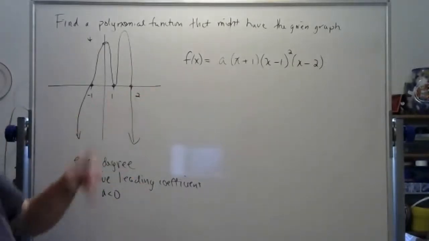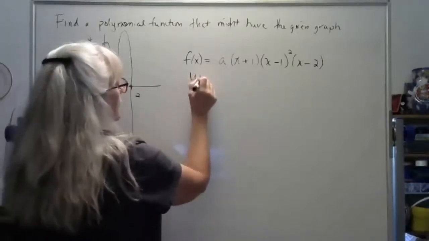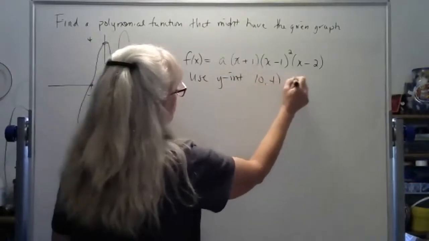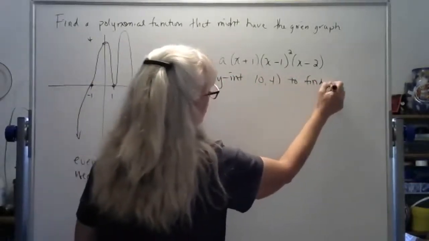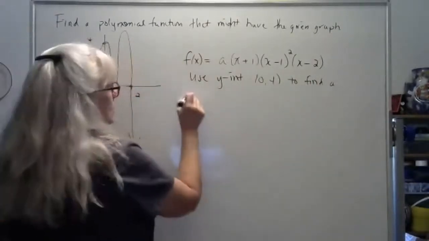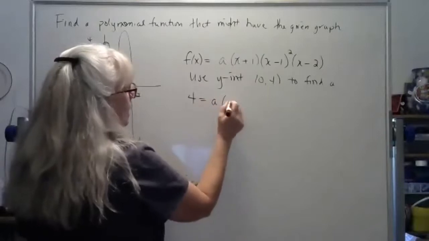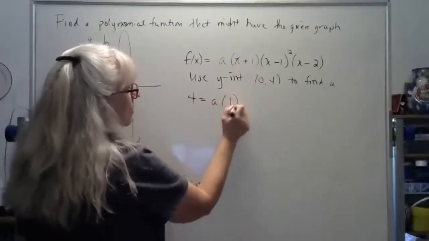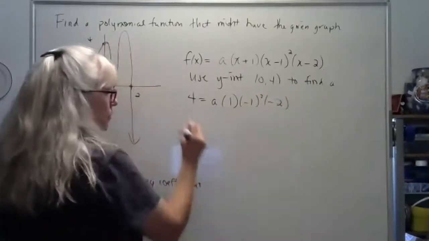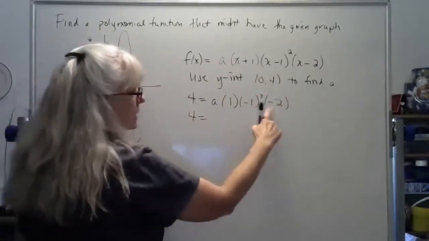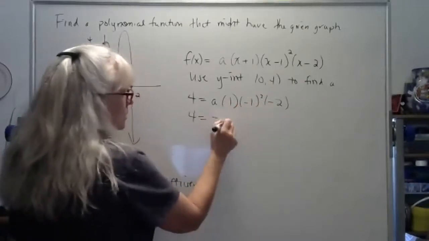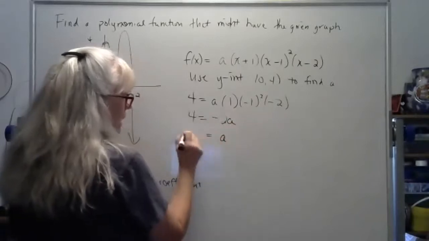Okay, now all we have to do is figure out what A is. So this time we're going to use the y-intercept, the y-intercept of 0, 4, to find A. Much easier than the last one, so that would be 4 is equal to A. All the x's are now 0, so I'm going to have 1 times a negative 1 squared times a negative 2. So a negative 1 squared is a positive 1. 1 times negative 2 is a negative 2, so I end up with a negative 2A. So it looks like A is going to be a negative 2.